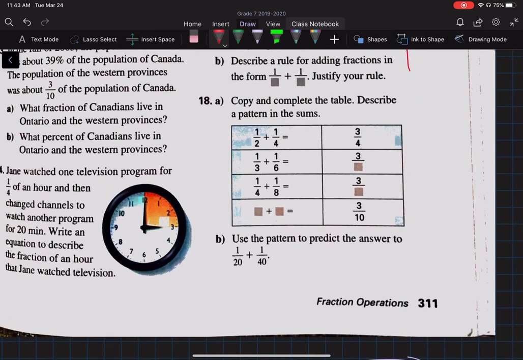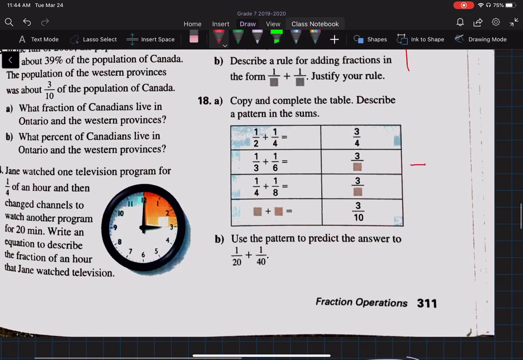We're going to do question number 18 together as well. It says copy and complete the table. Describe a pattern in the sums. So 1 over 2 plus 1 over 4 is 3 over 4. 1 over 3 plus 1 over 6 is what? Let's just do it like we do it, because I don't want to jump to the answer and you wouldn't know where I got it from.